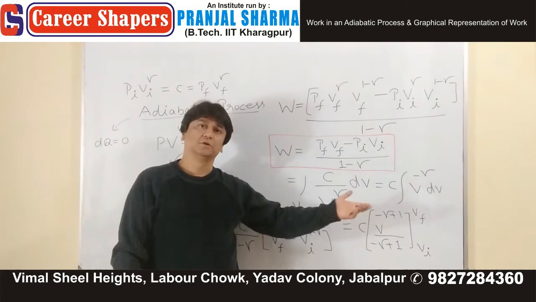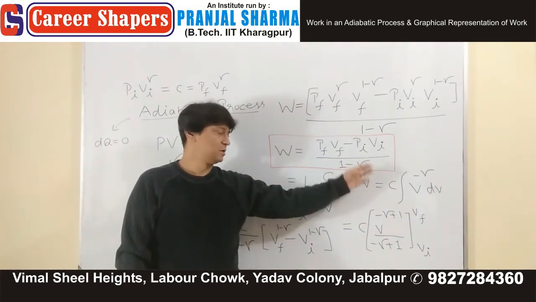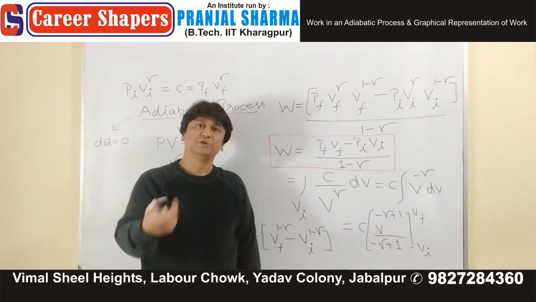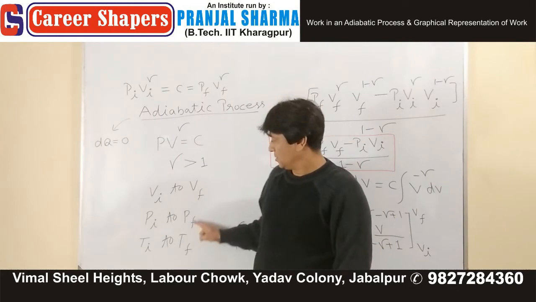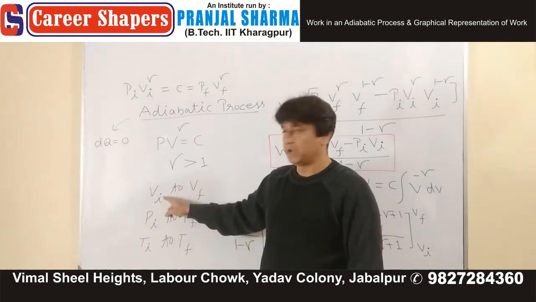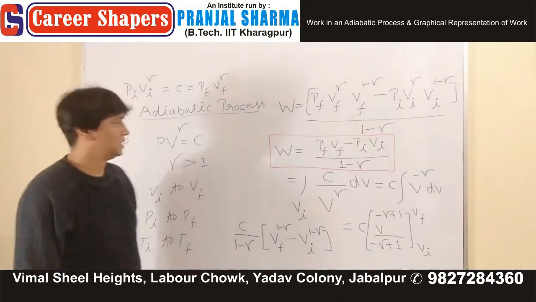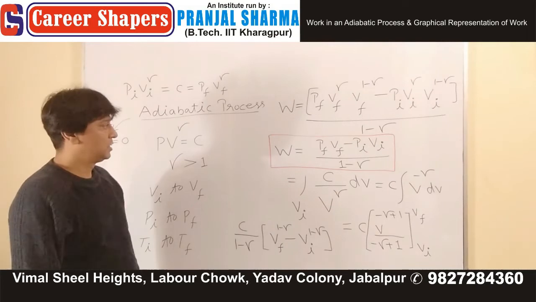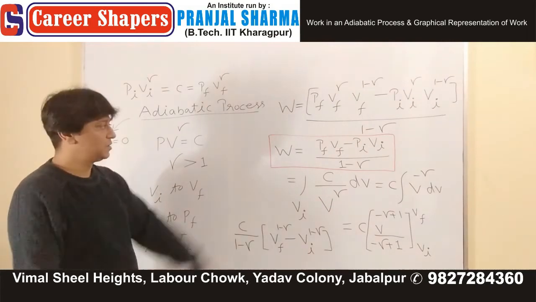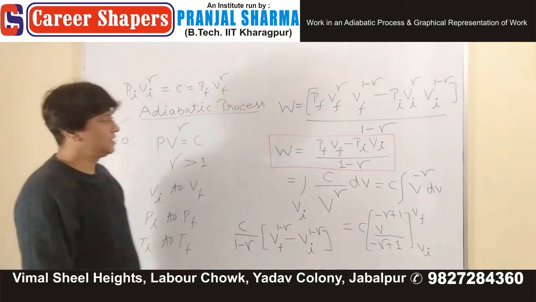For short answer questions, for competitive examinations, remember this, and it's very easy to remember. What is work done? P final, V final minus P initial, V initial divided by 1 minus gamma. Note down this much and then try to represent this in terms of temperature, T initial and T final also.